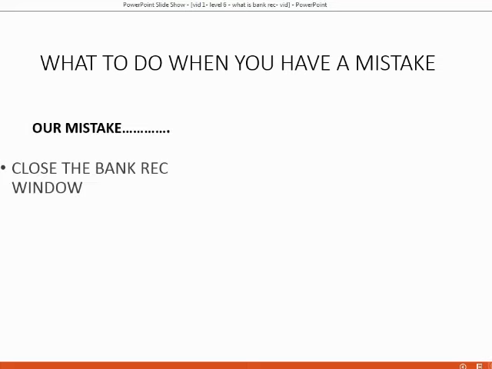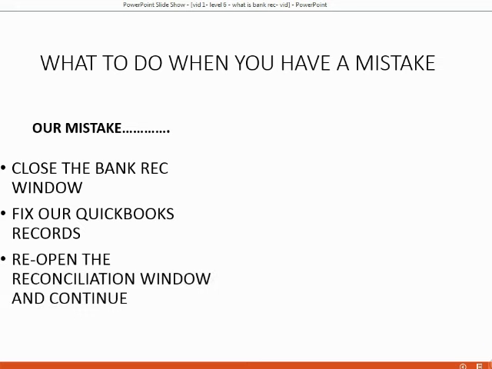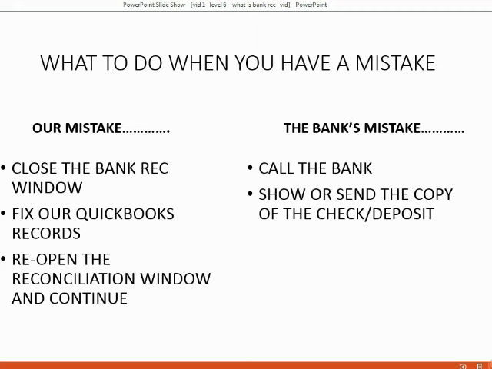And finally, let's discuss what we should do when we have a mistake. If it's our mistake, we should close the bank reconciliation window, then fix our records by double-clicking on the mistake and making it correct as per whatever is written on the check or deposit. Then reopen the reconciliation window and continue doing the bank reconciliation. If it's the bank's mistake, we should obviously call the bank, show them or send them a copy of the deposit slip or check that they made a mistake on, and of course formally request a corrected statement.